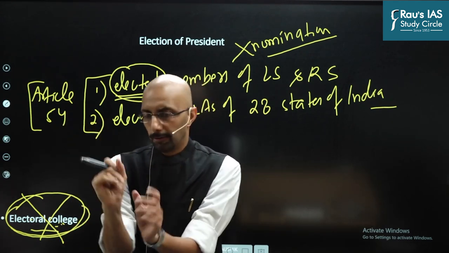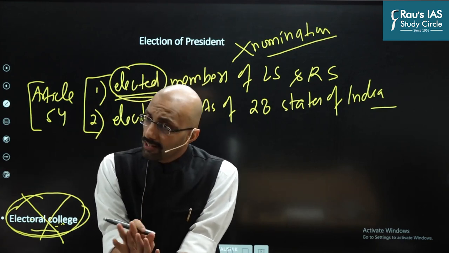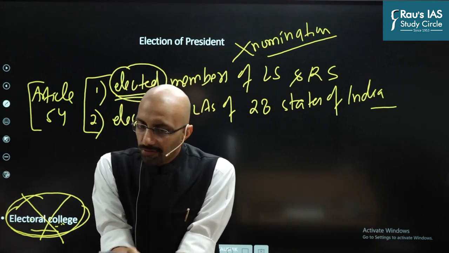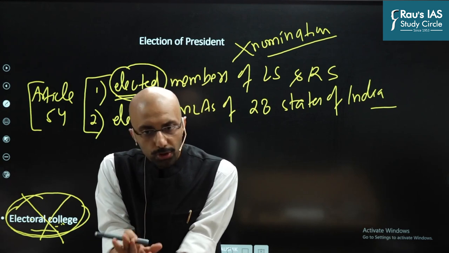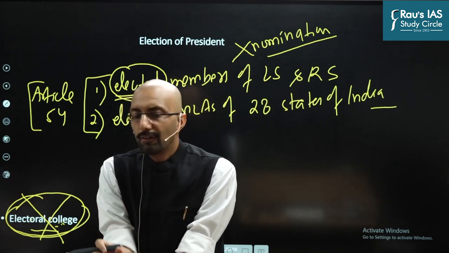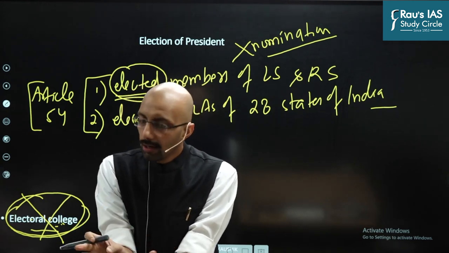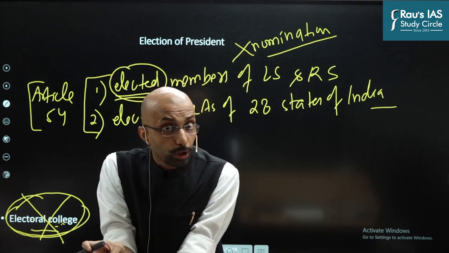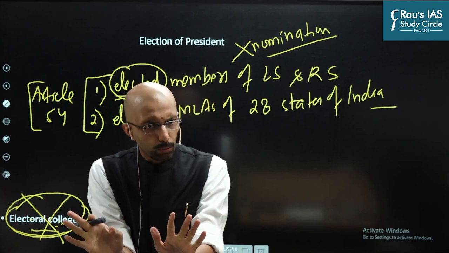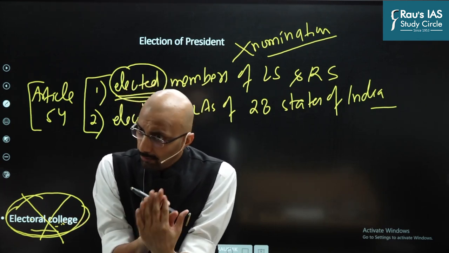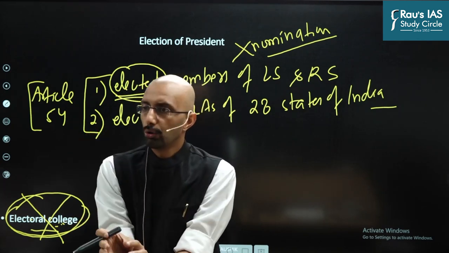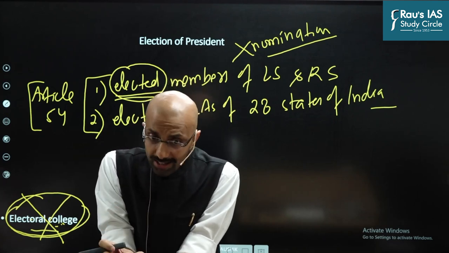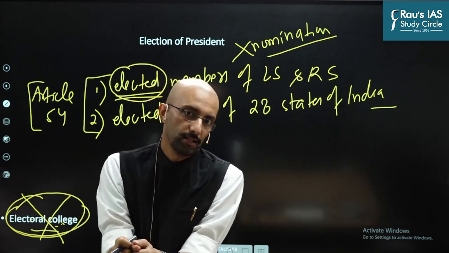We delayed that matter. Finally, in 1956, on the recommendation of the States Reorganization Commission, headed by Fazl Ali, Parliament finally reorganized India, mainly on grounds of language. But I hope you remember, language was not the only ground, only one of the main grounds. So we reorganized India into 14 states and, for the first time, union territories.